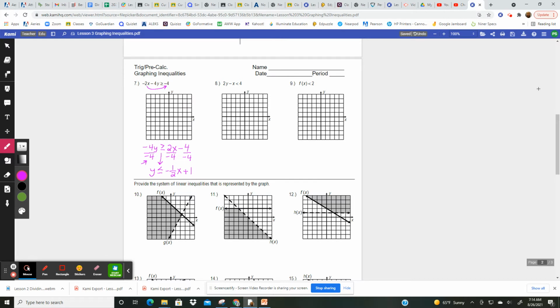So now let's graph it. I start at 1 because my b is 1. There's my 1. And then I'm going to go down 1, right 2. Down 1, right 2. Or I can go up 1, left 2. And it's a solid line, so I'm going to draw a solid line. I know some of you actually use the tools here to draw a line. Let me try to do that. Maybe I'll draw a line here. Insert a line. I want it the same color.